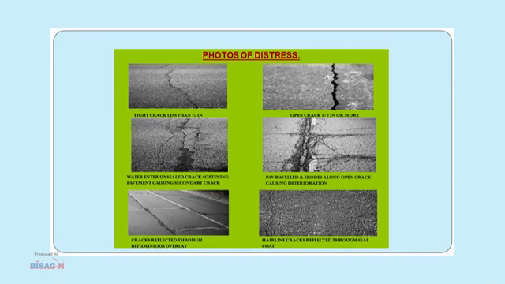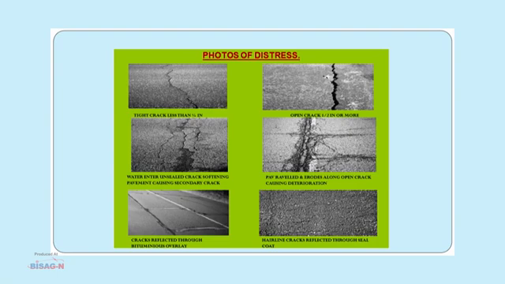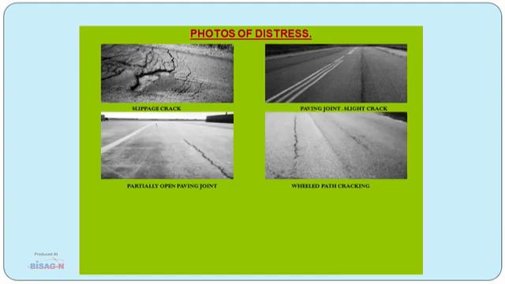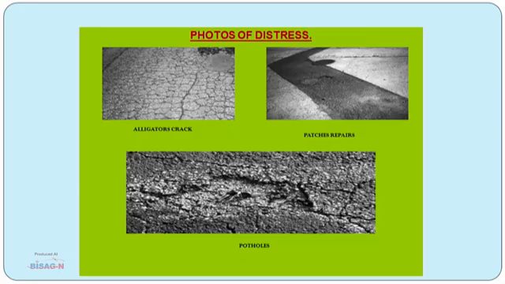Next is water entering an unsealed crack, softening pavement and causing secondary cracks, pavement raveled and eroded along an open crack causing deterioration, a crack reflected through the bituminous overlay, and a hairline crack reflected through the seal coat. Next are slippage crack, paving joint slide crack, partially opened pavement joint, wheel path crack, edge cracking, block cracking, alligator cracking, patch repair, and last one is the pothole.